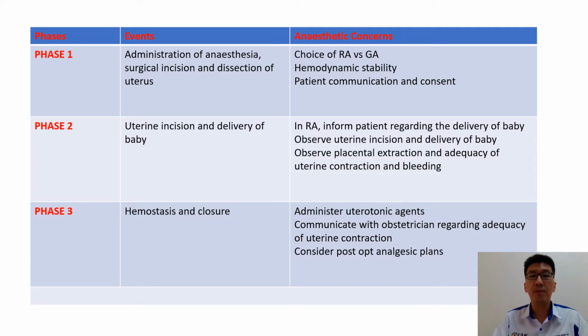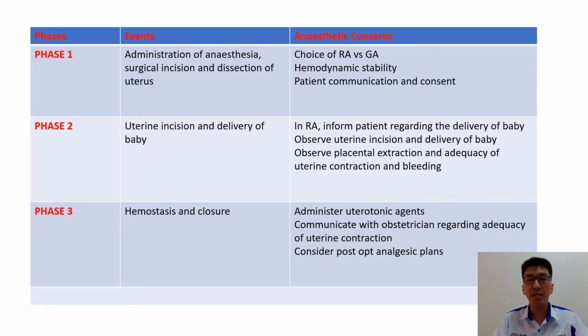Phase 2 is regarding uterine incision and delivery of baby, and in regional anesthesia, informed consent about the complications that will occur during the anesthesia of the mother. And we usually must inform the patient regarding whether the baby has been delivered or not, and we must observe the uterine incision and the baby's delivery, and monitor the volume of bleeding intraoperatively.